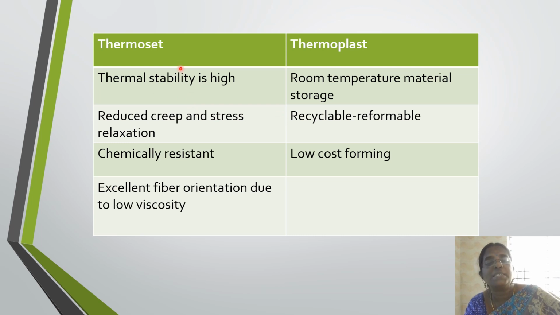Now, let me give a basic difference between thermoset and thermoplast. Thermoset: thermal stability is very high. Reduced creep and stress relaxation. It is brittle in nature. It is highly chemically resistant. Excellent fiber orientation due to low viscosity. If you use this material as a matrix, then it has excellent orientation due to low viscosity.